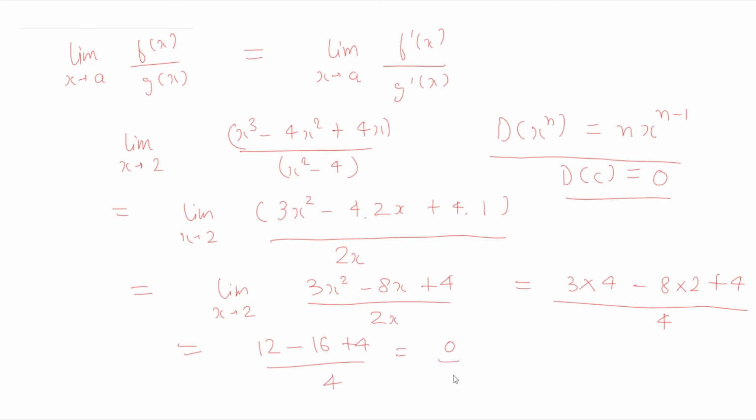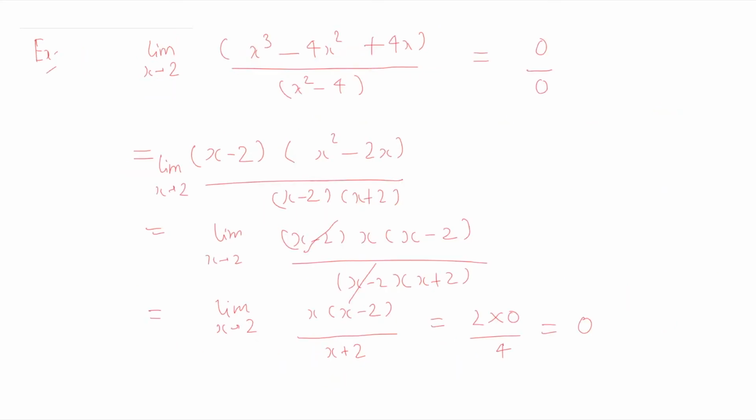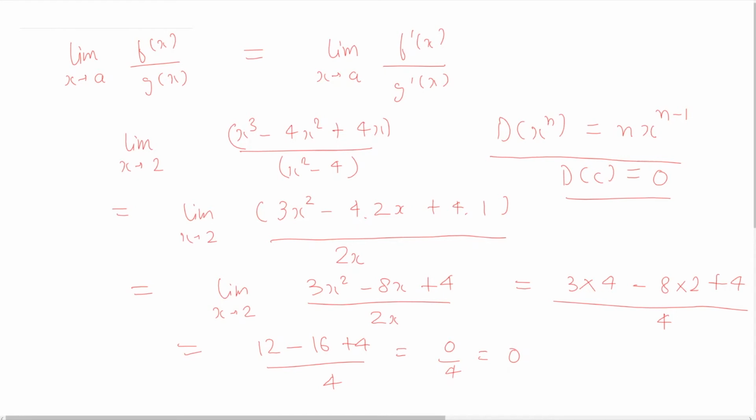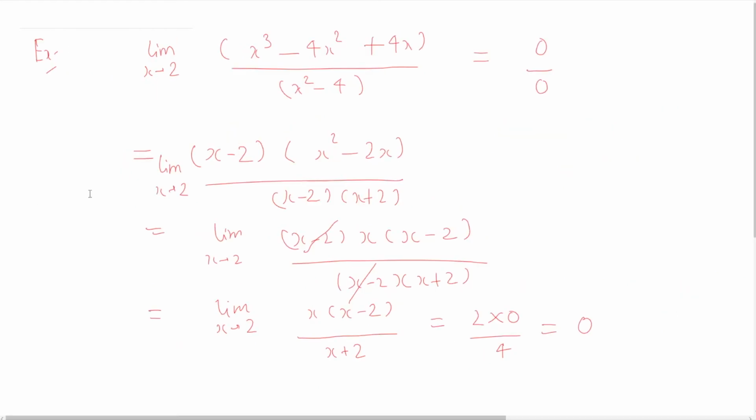So this is 0 over 4 and it is coming as 0. So 0 is a valid result and 0 can be the answer. So the evaluation of this limit is coming as 0. Did you observe the difference between this thing and this thing? So this was the factorization technique.